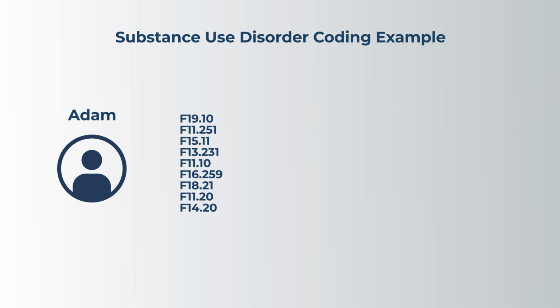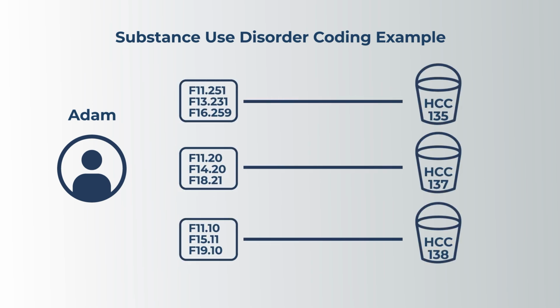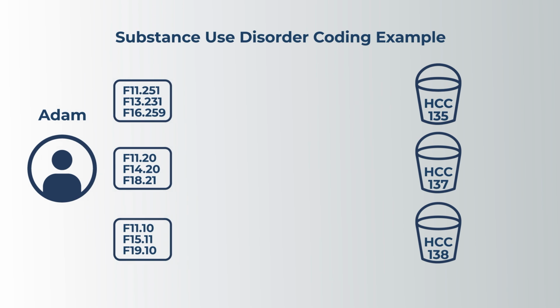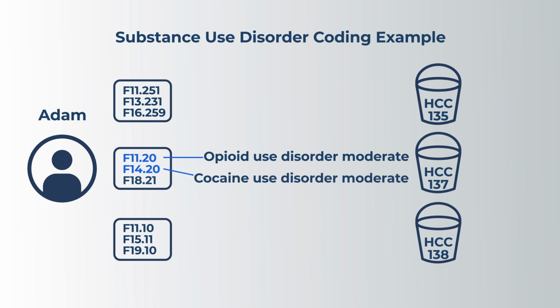This patient was coded with many forms of substance use disorder this year. These diagnoses are broken up into 3 buckets based on how serious the condition is. Within those buckets, there are multiple diagnoses. For example, in the middle bucket, you can see the patient is coded with both F11.20 opioid use disorder moderate and F14.20 cocaine use disorder moderate. These are considered to convey the same level of risk.